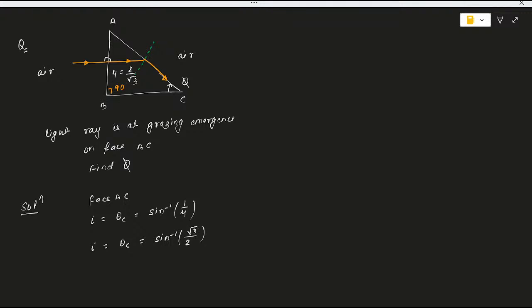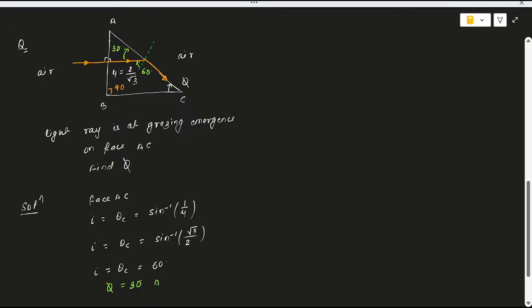So √3/2 is at what angle? It is 60 degree, right? So theta c will be equal to 60 degree. Now if I try to show this in the diagram, what I'll find is this angle is 60 degree with the normal and the remaining angle is 30. And phi and 30, as you can see, are a pair of corresponding angles, so the value of phi will be equal to 30 degrees, and that would be our answer.